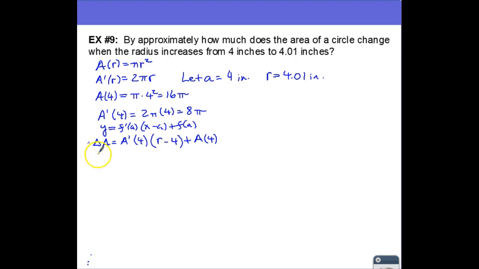And so let's go ahead and substitute and find out what delta A is going to be equal to. So delta A will be A prime of 4, that was 8 pi, multiplied by r, which is 4.01, minus 4, plus A of 4. A of 4 was 16 pi. And we can simplify this. We get 8 pi times 0.01 plus 16 pi. And at this point, I need to get a numeric approximation.